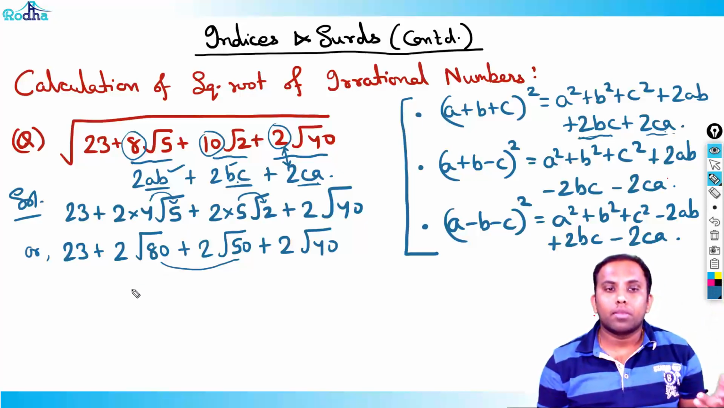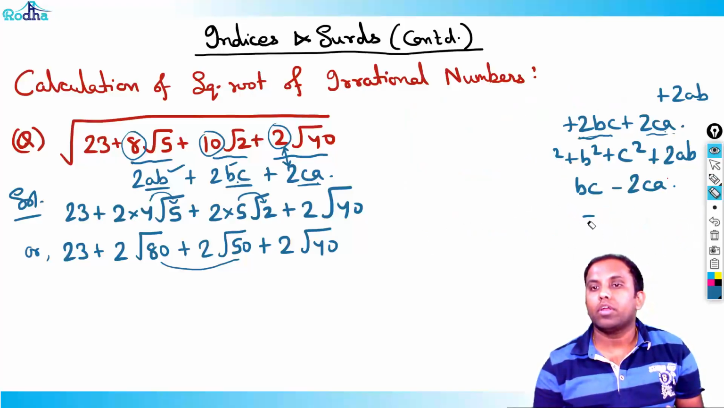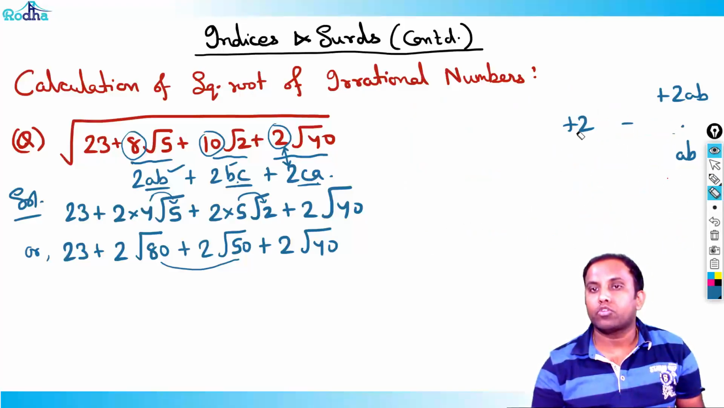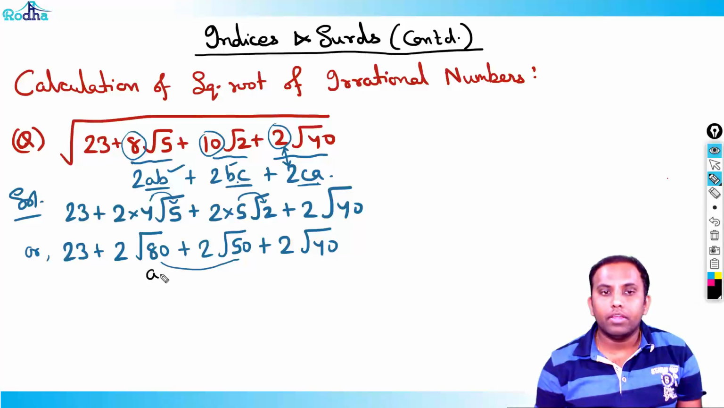Suppose I write here, let me rub this part. Do write these identities in your notebook, okay? Very important, okay? And adjusting sign also, because the next question will be adjusting sign here. So now what I'm telling is, suppose this term is AB, this term is BC, and this term is CA, 2AB plus 2BC plus 2CA.